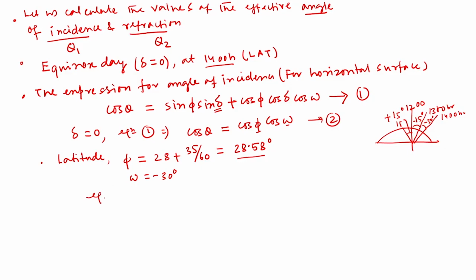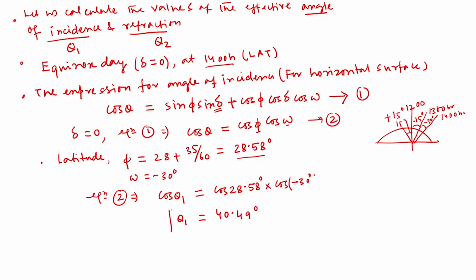So, equation 2 implies cos of theta, and this theta is nothing but theta 1, equals cos of phi, 28.58 degree, multiplied by cos of minus 30 degree. If we do the calculation, then theta 1 is found to be 40.49 degree.